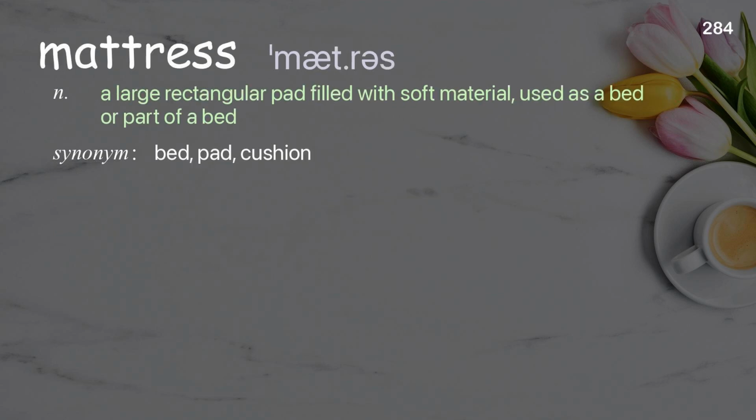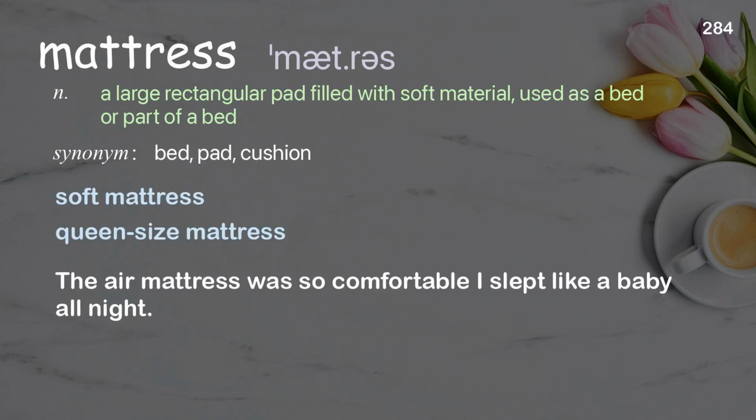Mattress. A large rectangular pad filled with soft material, used as a bed or part of a bed. Examples: Soft mattress, queen-size mattress. The air mattress was so comfortable I slept like a baby all night.